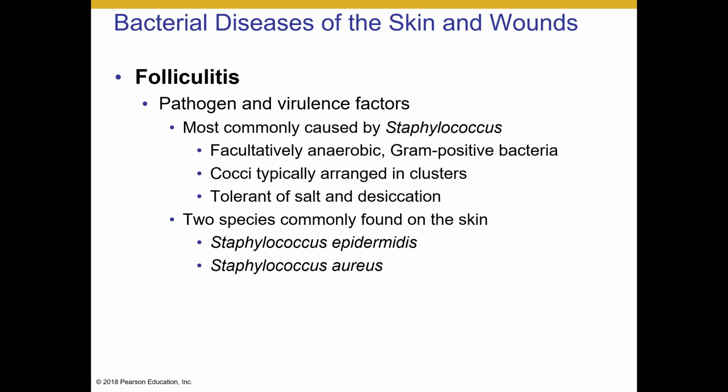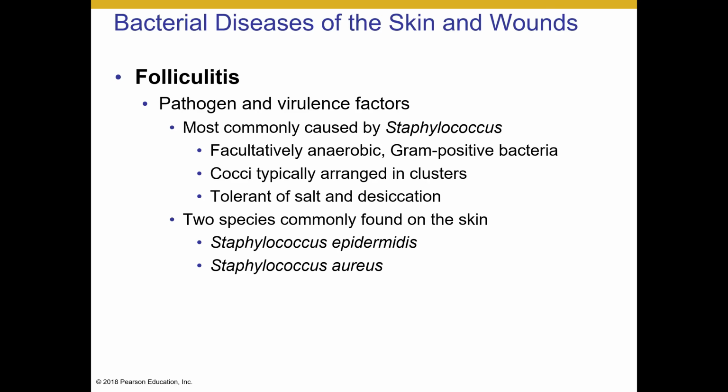The most common cause of folliculitis is bacteria from the genus Staphylococcus. These bacteria are gram-positive, meaning they retain the crystal violet stain in the gram stain procedure. They are spherical in shape and typically appear in clusters that look like grape bunches under the microscope. Staphylococcus bacteria are very hardy. They can tolerate salt and dryness better than many other bacteria, which is one reason they survive well on the skin.